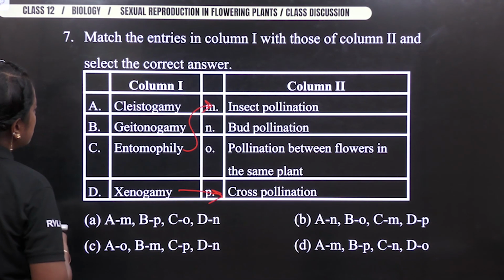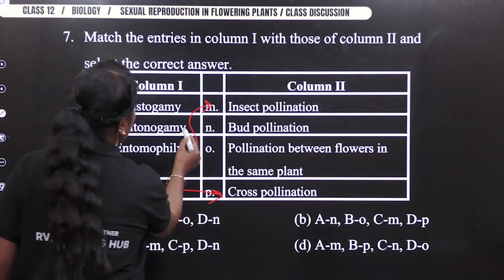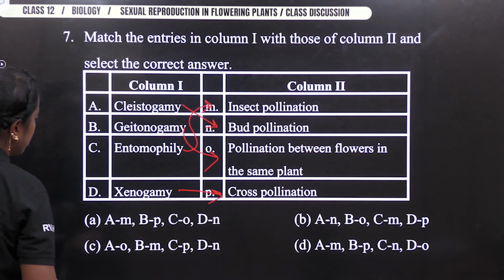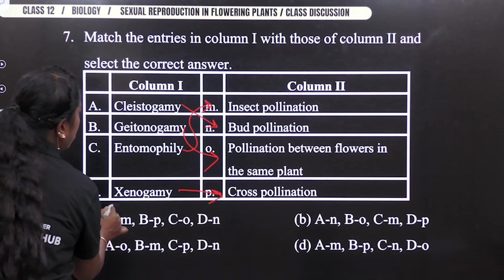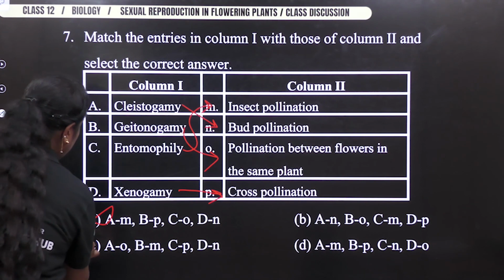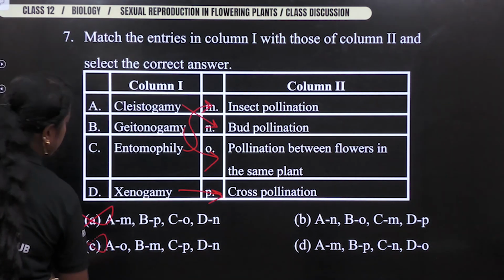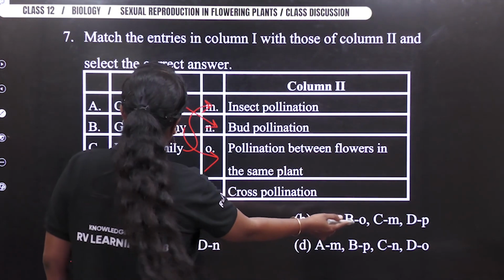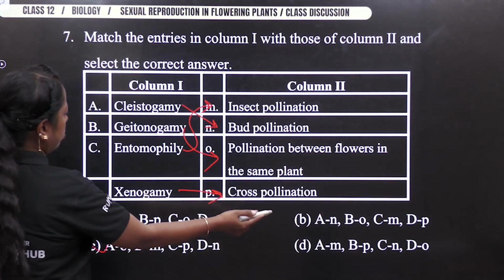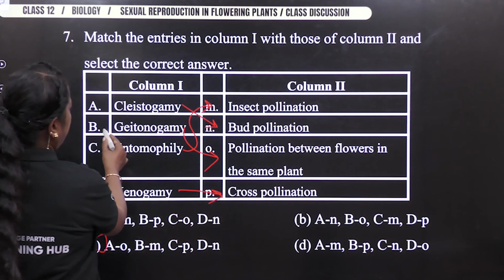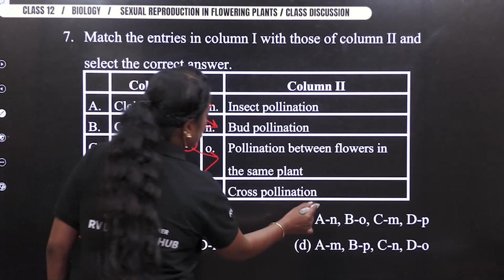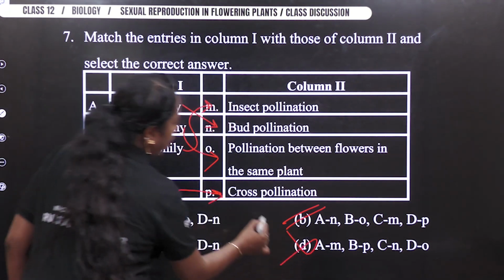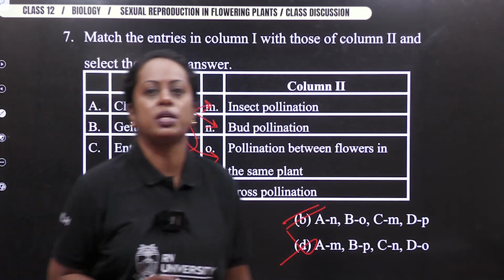Okay, now let us see pollination between flowers of the same plant. Then this becomes this. So thereby your answer is what? Not A, not C. And you have option B. A is N, B is O. Geitonogamy, yeah, B is O. So answer is option B and option D is wrong. So answer becomes option B for this particular question.